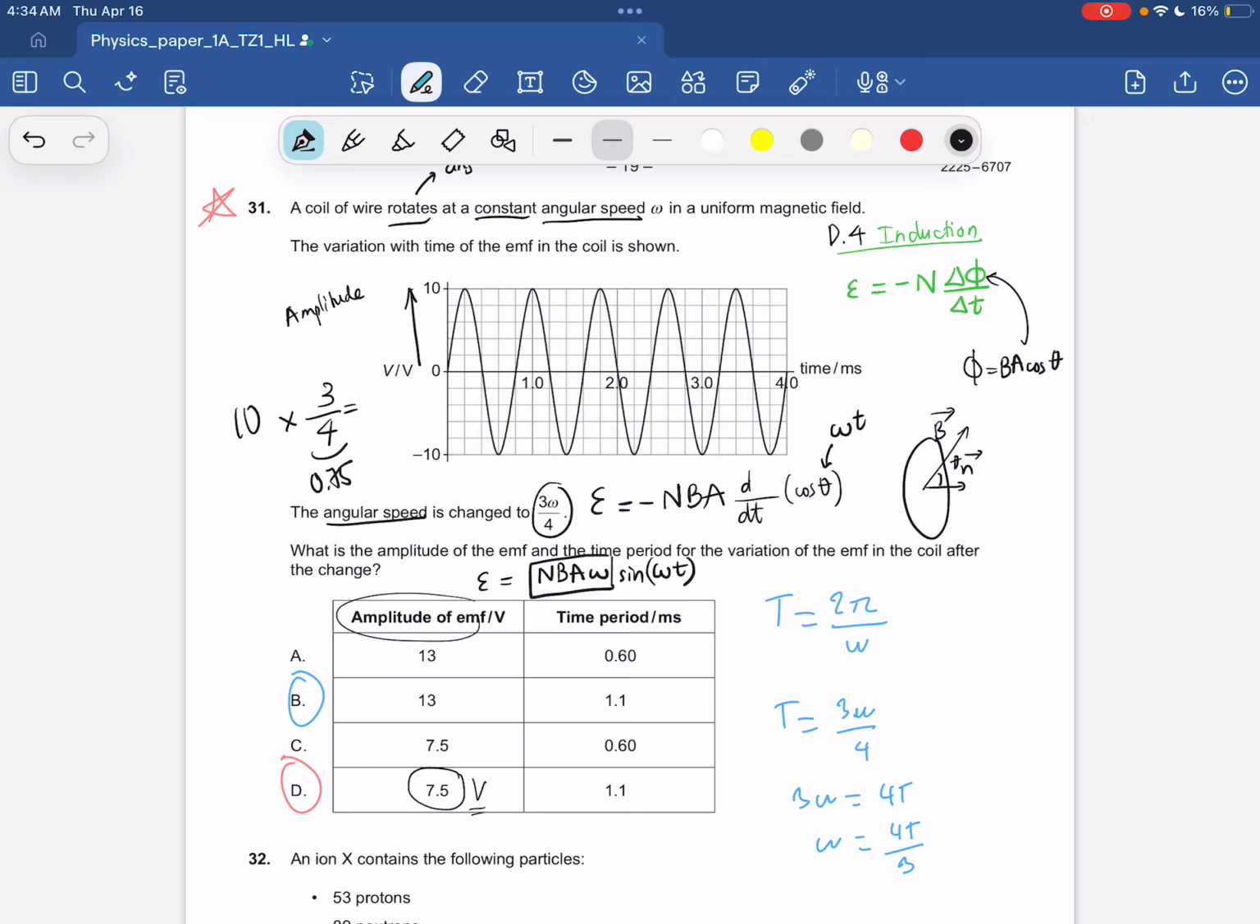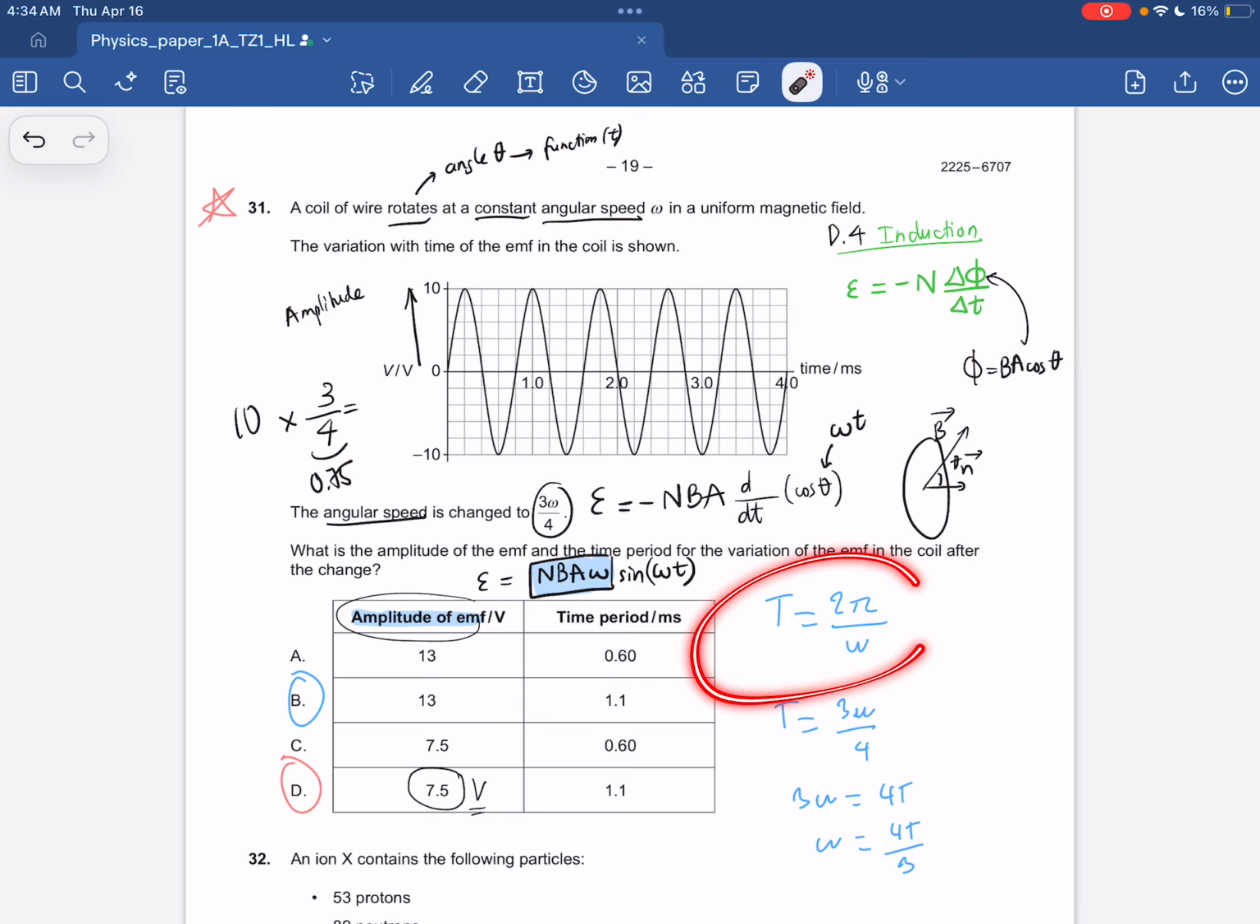If you want to remember, maybe remember this equation. This is the amplitude of the EMF. And for the time period, you've got it right, it's 2 pi over omega. So now the angular speed has decreased, so the time period should increase, and it increases by the ratio 4/3. So this is the value. You've got the time period right, so the answer should be D.